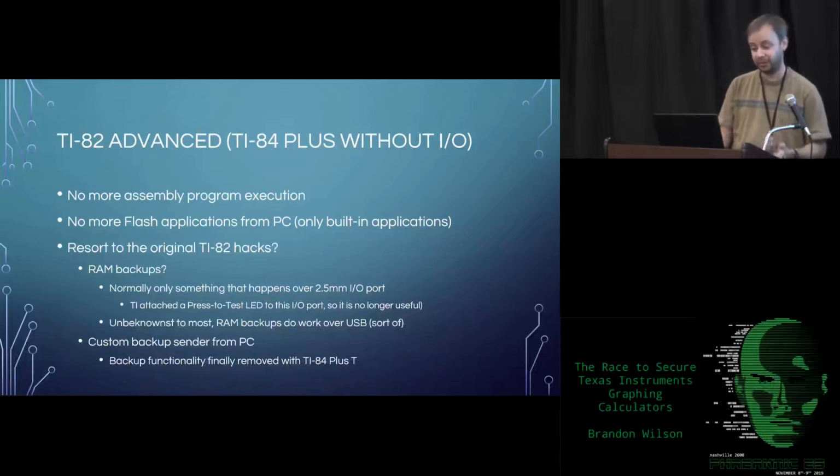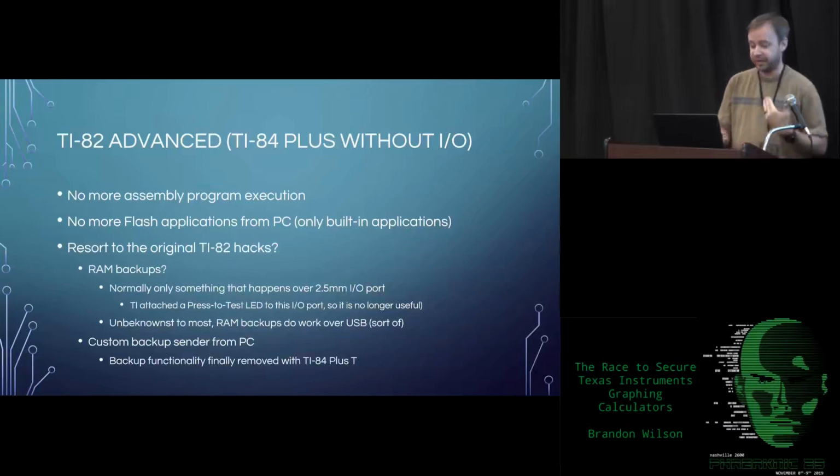But unbeknownst to most people, RAM backups actually do work over USB, sort of. No Link software supports it because nobody ever really bothered to look, but the code actually is there. There is code to handle it. So I came up with a specially crafted memory backup with corrupted real variables, as well as a script to transfer that memory backup from a PC to the calculator using that code. And it does work. You can get code execution on it, and you can even unlock flash, same as the old ones.